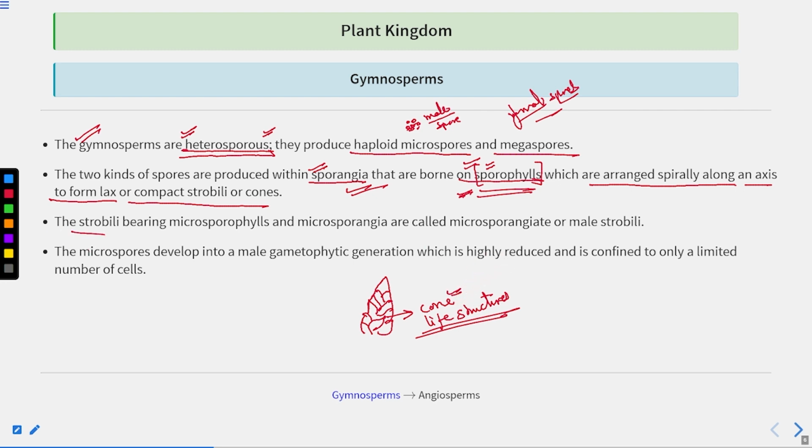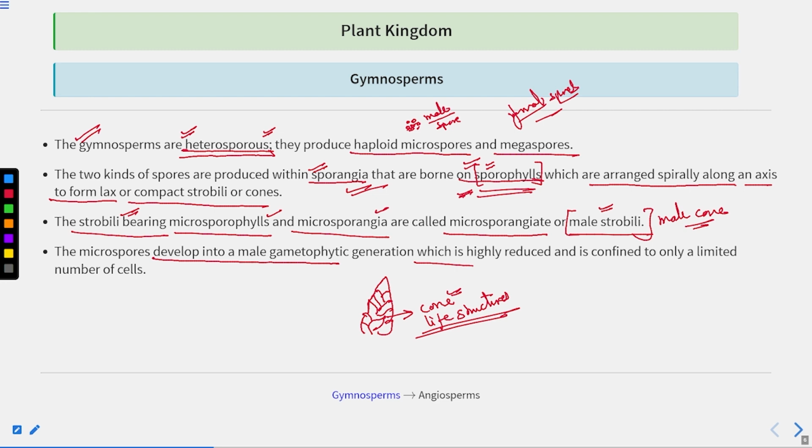So the strobili bearing the microsporophylls and megasporophylls. The strobili that bear the microsporophylls and microsporangia are called microsporangiate or male strobili, or you can say the male cone. And the microspores develop into the male gametophytic generation, which is highly reduced and is confined to only a limited number of cells.